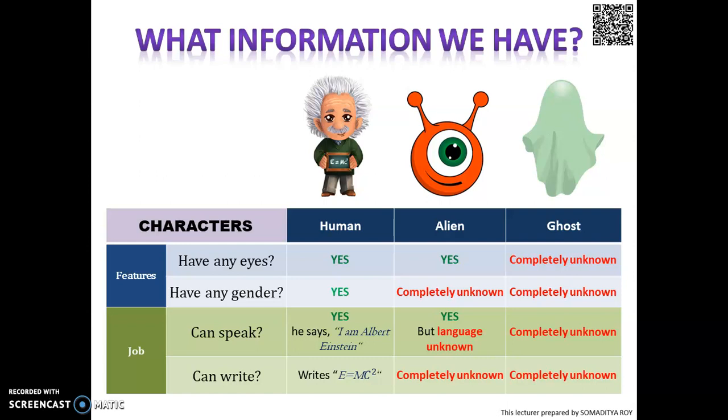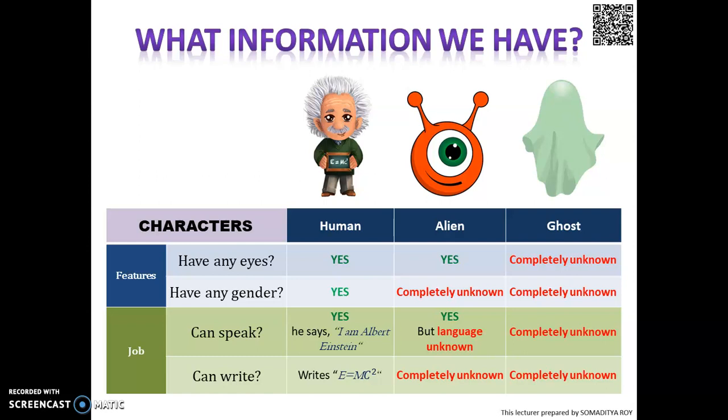Similarly, write. Our human can write and he can write E equal to mc square. What about alien? Well, that is completely unknown. Same for our ghost.